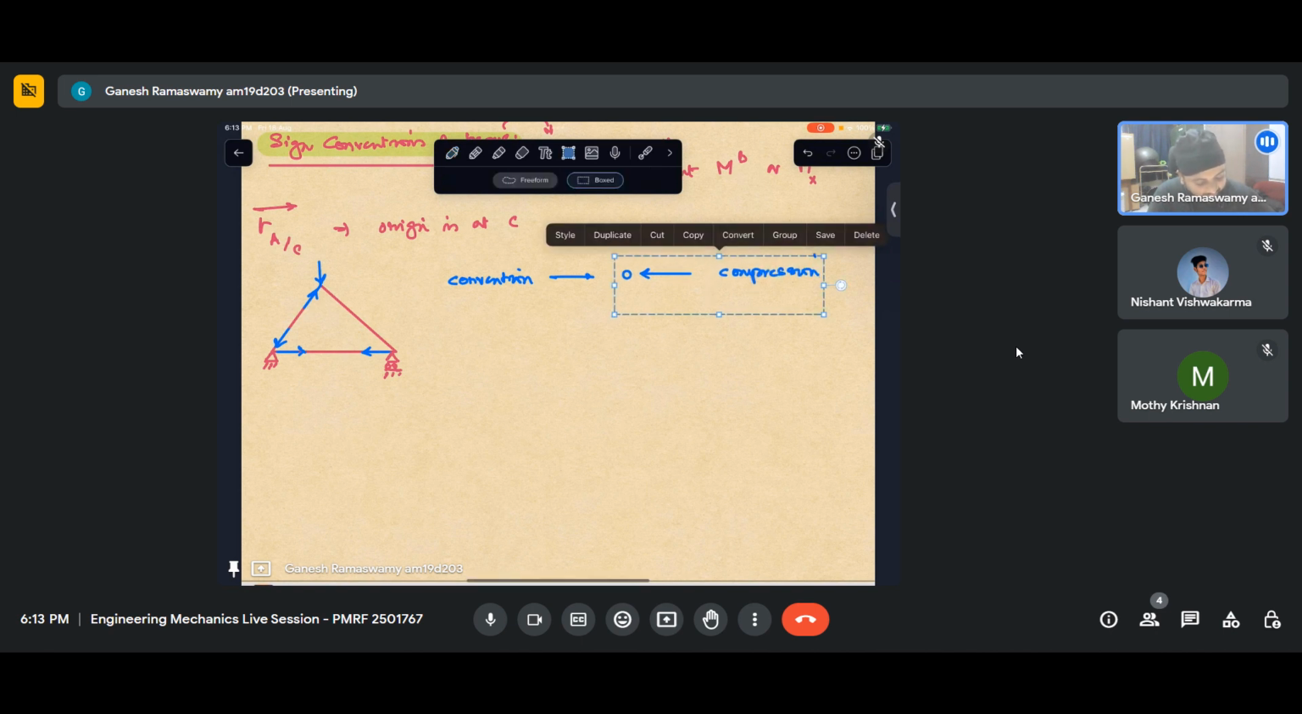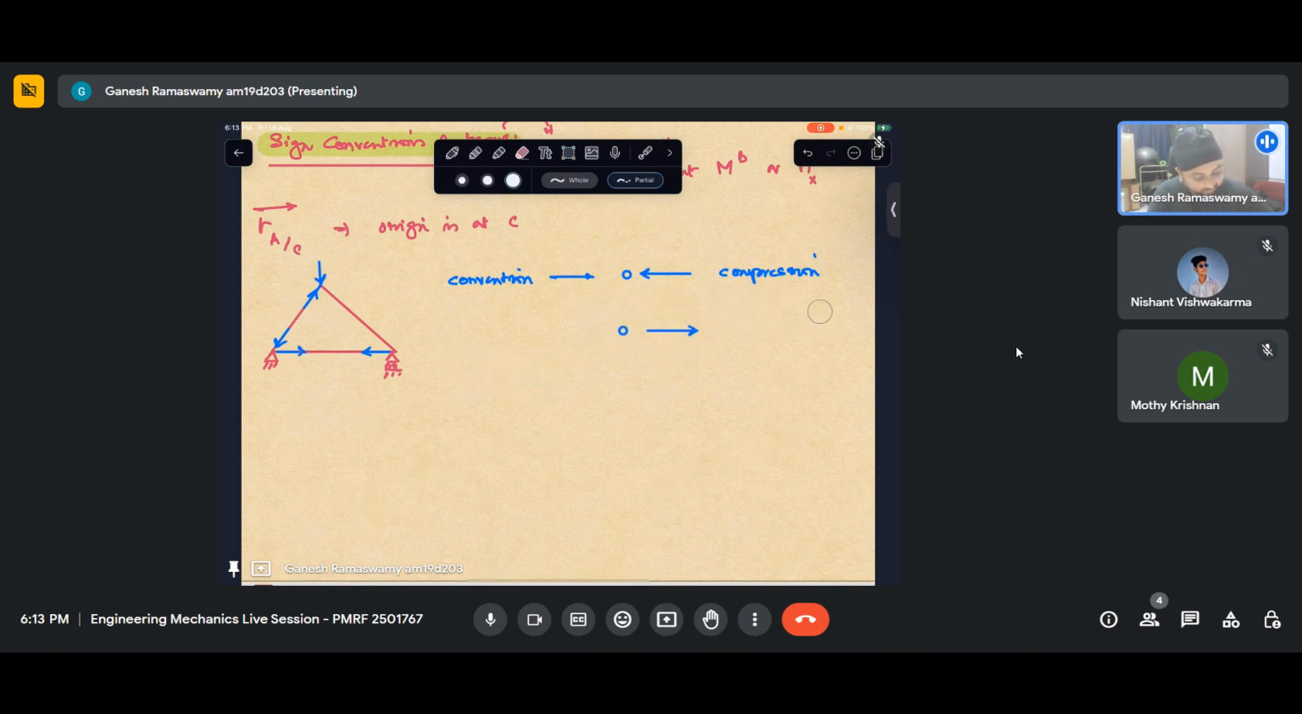And if we have it away from the pin, then this would imply the member is in tension. This is the convention we started with. And how do we go about solving problems in trusses? First, we assume all the members are in tension, which means when I start solving this truss, I will put all the forces pointing away from the joints. Once I solve it, if my answer is positive, it implies that the assumed direction is correct. If my answer is negative, then the assumed direction needs to be reversed.